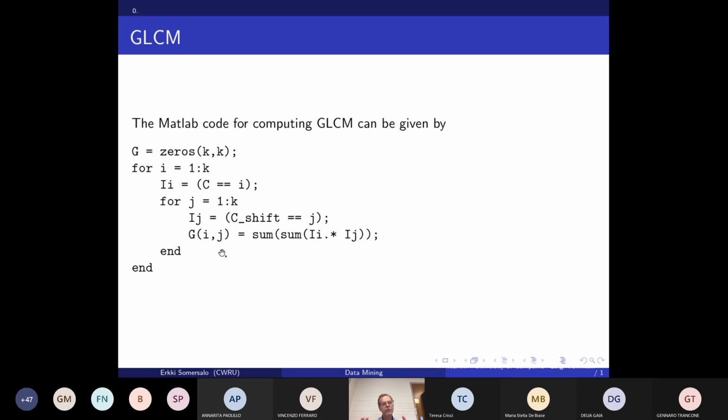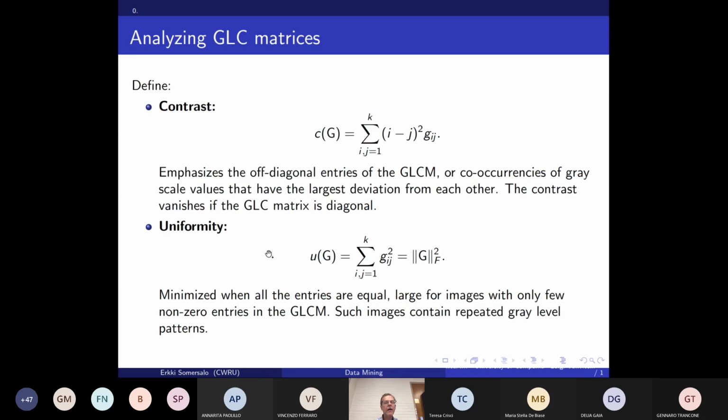So you see that forming this grayscale co-occurrence matrix is not difficult. You just create a shifted image, and then you compare pixel by pixel what the co-occurrence is in those images, and so that gives you the matrix.